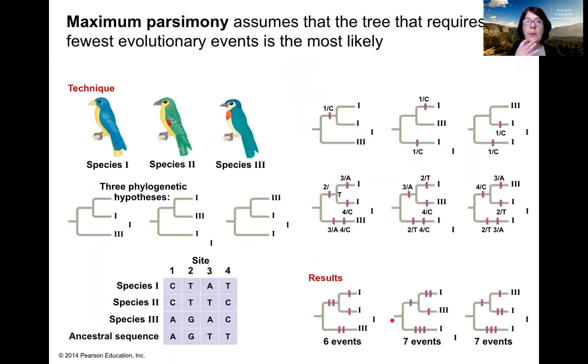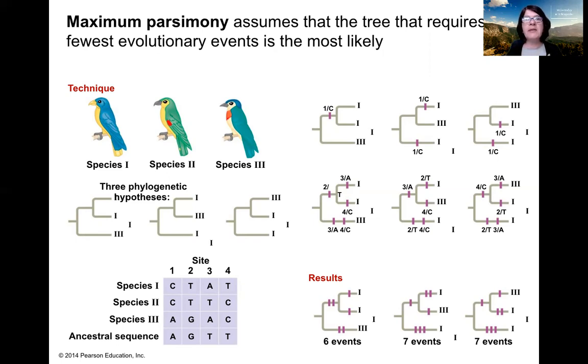So when trees are constructed, the principle of maximum parsimony is at play. Maximum parsimony assumes that the tree that requires the fewest evolutionary events is the most likely. And parsimony is a word that I didn't know what it meant until I looked it up years ago. It means being frugal.